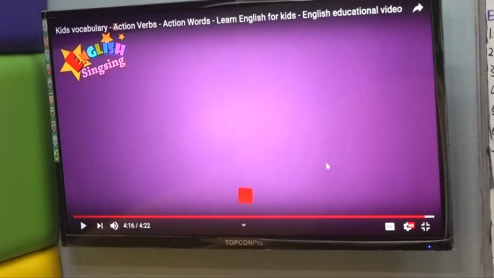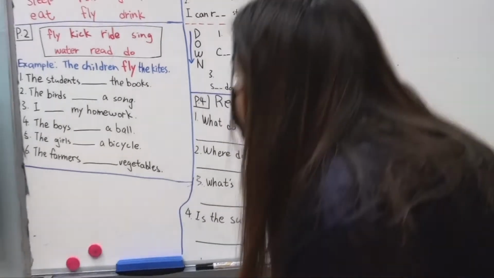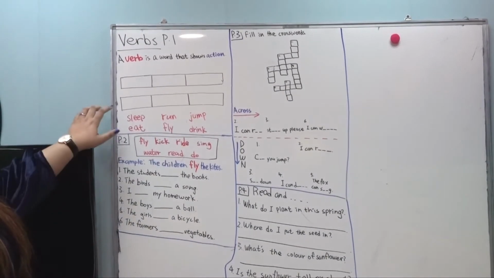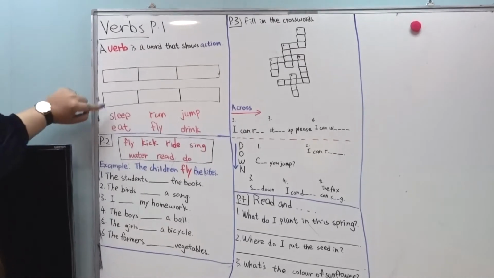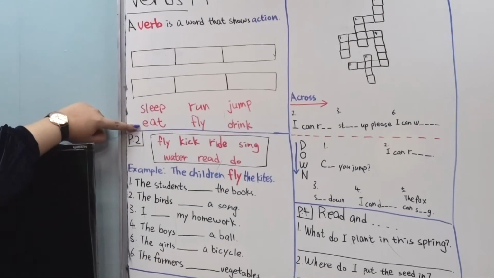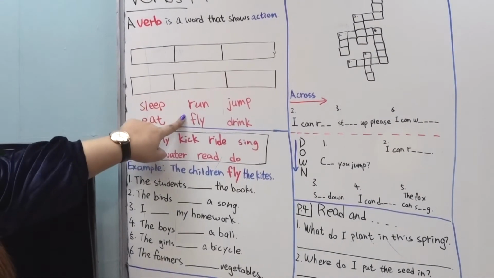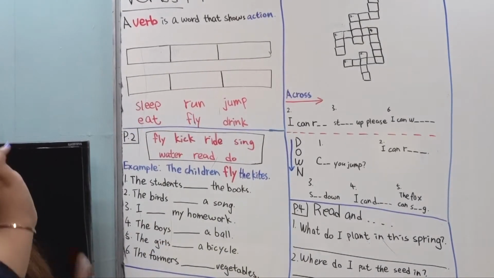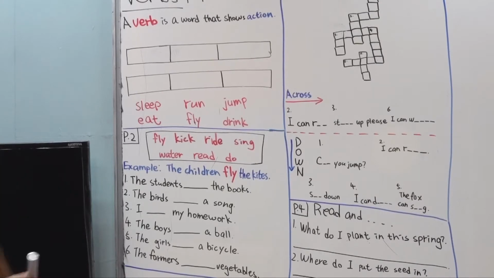Alright, everyone. So these are the examples of verbs. Actually, in this world, there are lots of verbs, alright? So verbs are words that show action, okay? Just like in your book, page 1: sleep, eat, run, fly, jump, drink. I drink water, right? Drink is an action.